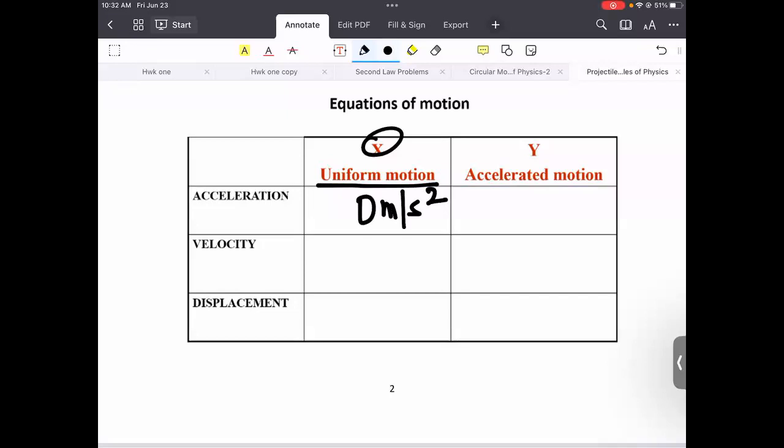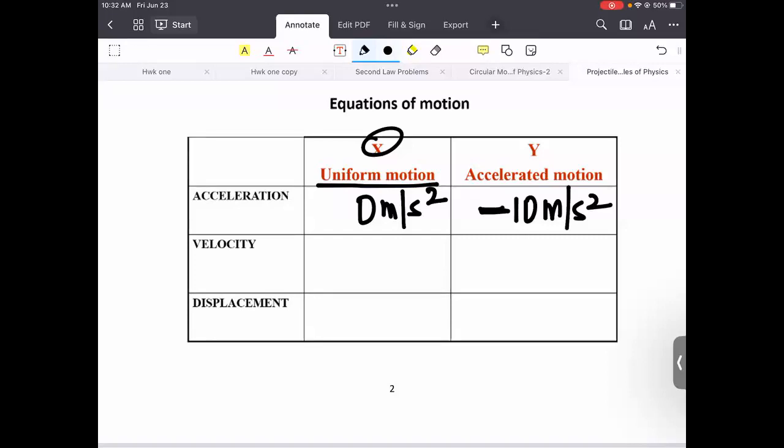For the y component, what I see is that there is acceleration. If I say downward is negative, then my acceleration can be written as minus. I usually like to use 9.8 meters per second squared, but in this discussion I'm going to use 10 meters per second squared. The minus means acceleration is always downward. Whether an object is going up or going down, the acceleration has to be negative. In other words, it always points downward.